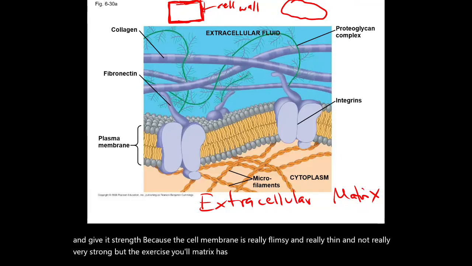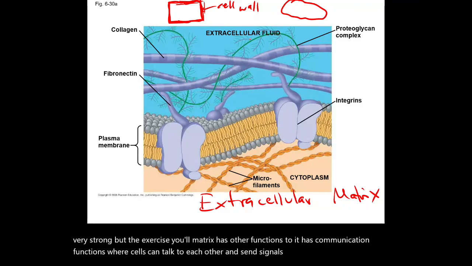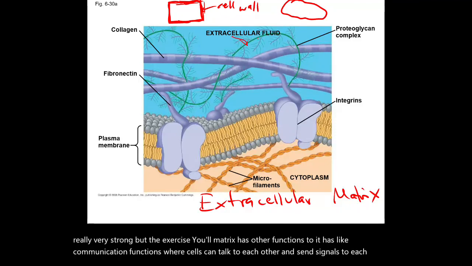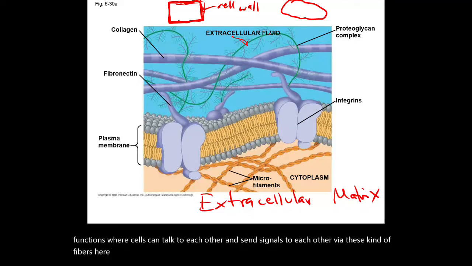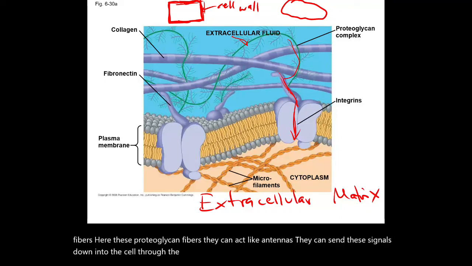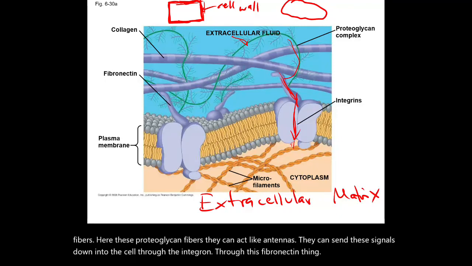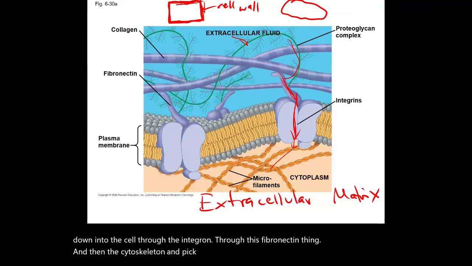It has communication functions where cells can talk to each other and send signals to each other via these fibers here, these proteoglycan fibers. They can act like antennas. They can send these signals down into the cell through the integrin, through this fibronectin thing, and then the cytoskeleton can pick up the signal and send a message somewhere into the cell, which is kind of cool.